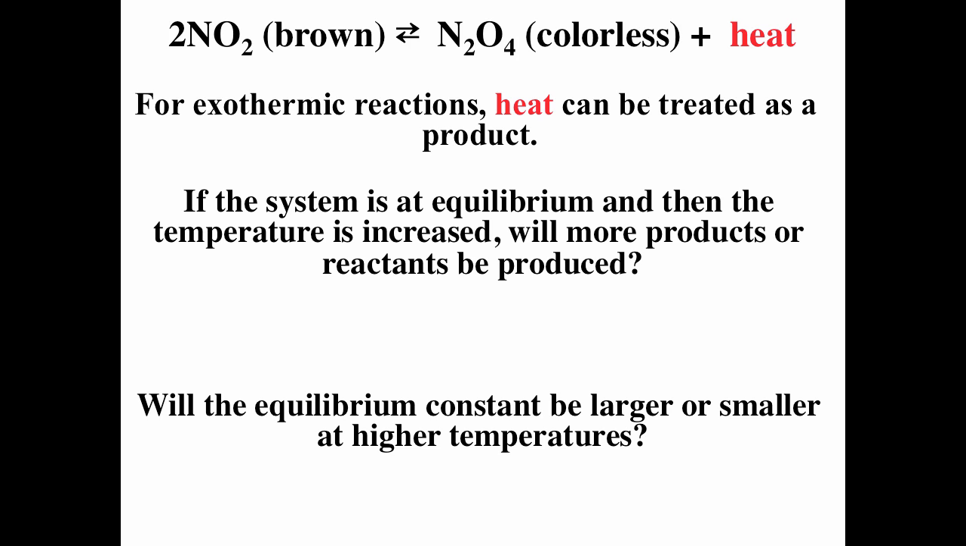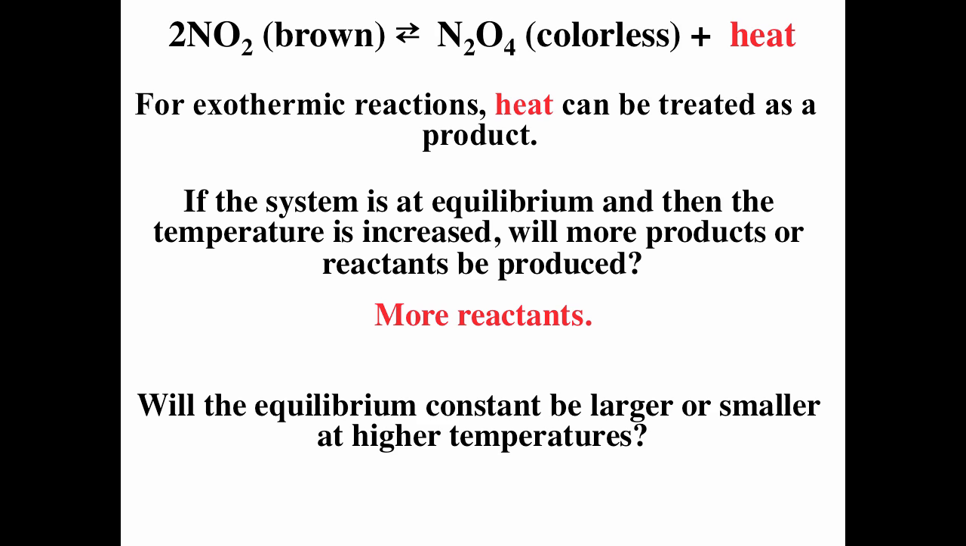And so heat is a product. And so higher temperature is like adding heat. And so we should expect that it's going to push products to form more reactants. And so kind of cool, we can understand how a system responds to a change in temperature by just using Le Chatelier's principle. Now, if we form more reactants, will that mean K is larger or smaller at higher temperatures?